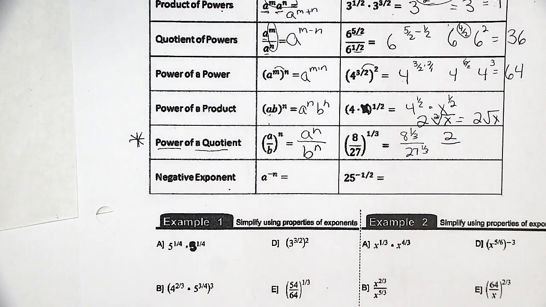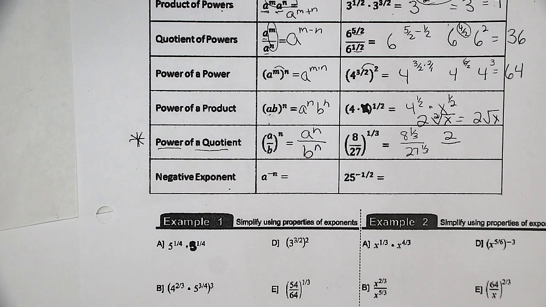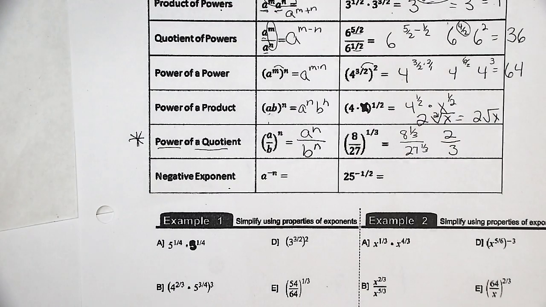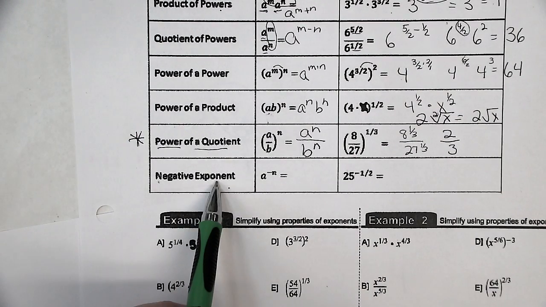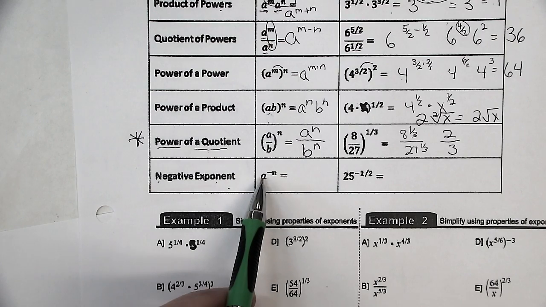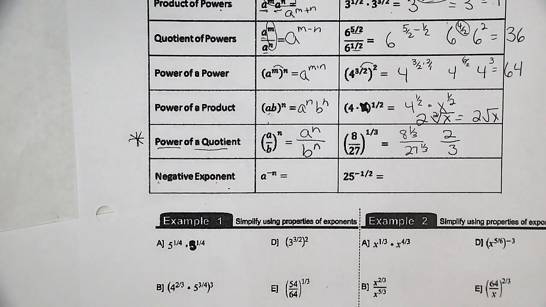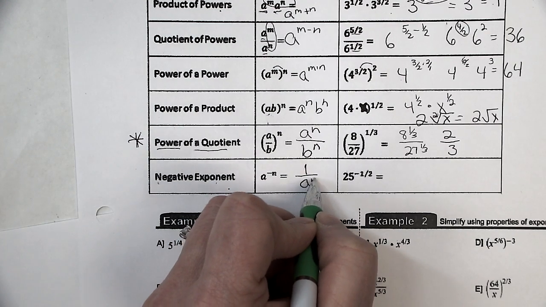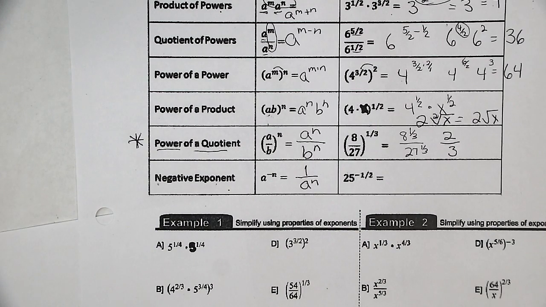Okay, the last one right here is negative exponents. So if I have a negative exponent, a to the -1, what does that negative exponent tell me to do? Move it to the bottom. So this is 1 over a to the nth. Now I'm telling you, probably the easiest way to do a negative fractional exponent is move it first. So let's move it first. If I move it first, it's 1 over what? Over 25 to the 1/2.